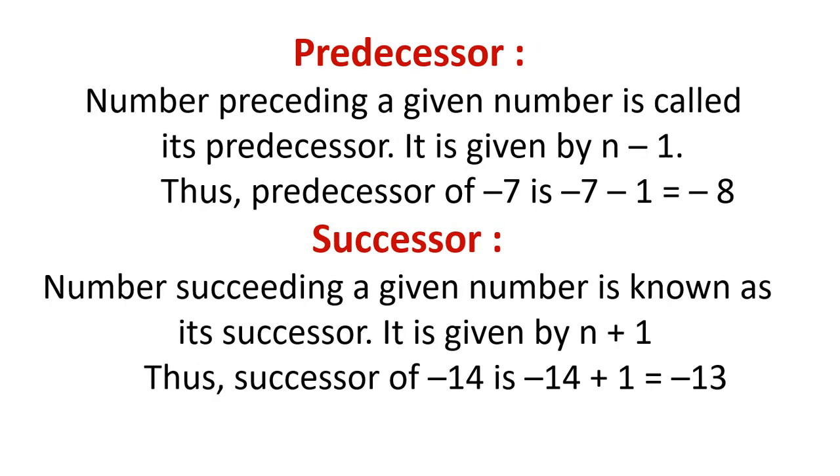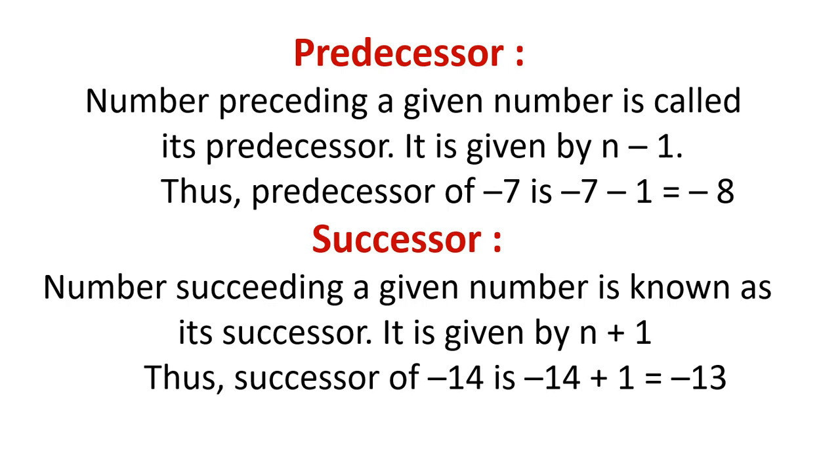Predecessor. Number preceding a given number is called its predecessor. It is given by n minus 1. Thus, predecessor of minus 7 is minus 7 minus 1 is equal to minus 8, because on the number line, minus 8 comes left of minus 7. That means minus 8 precedes minus 7.